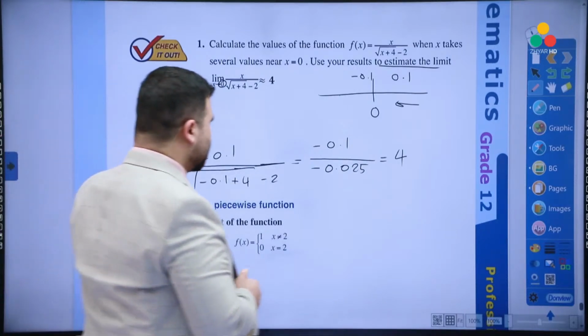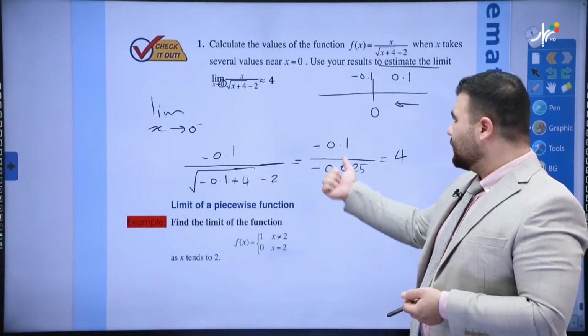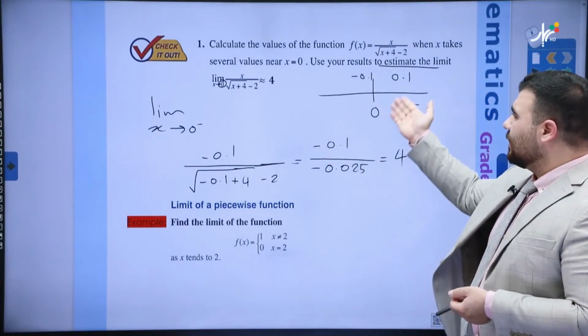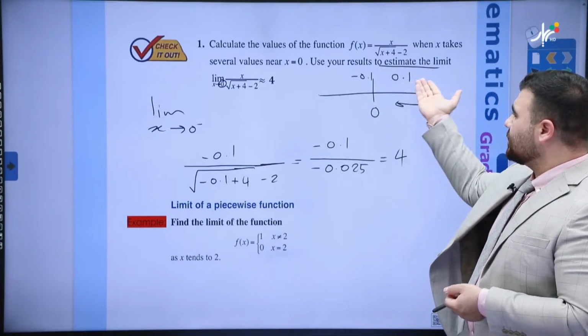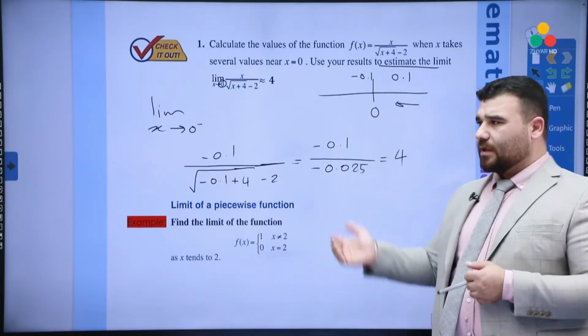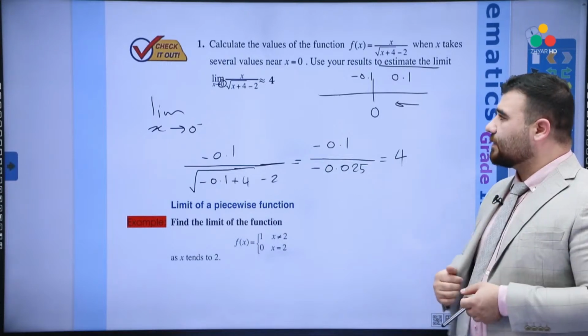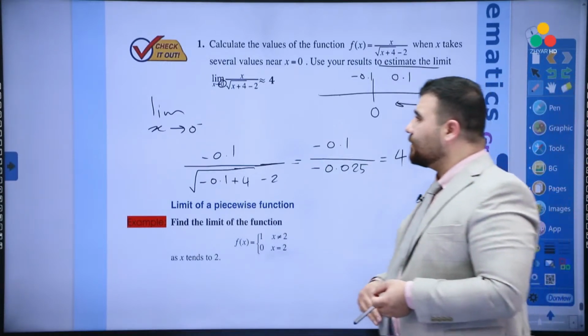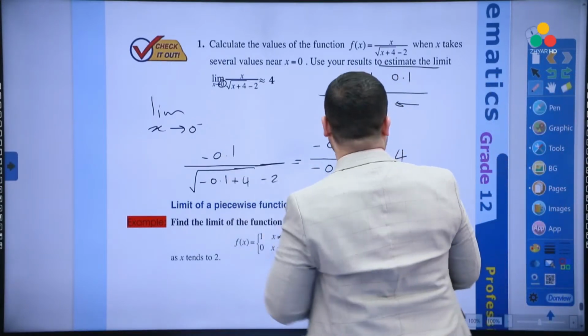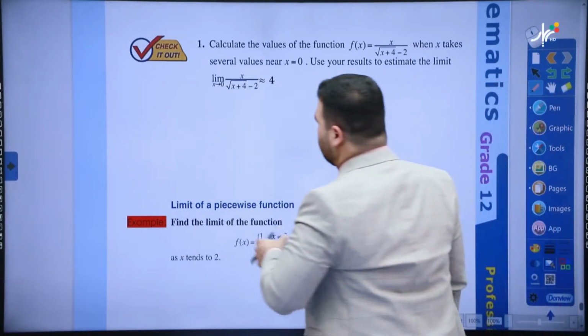This is a fast way that always works. When you want to do the right limit, we use a number very close on the right side of 0, and I choose 0.1. On the left side of 0, I choose negative 0.1. Then put them in the function, and we get the result. The reason I don't put 0 directly is that 0 itself is causing trouble for the function.